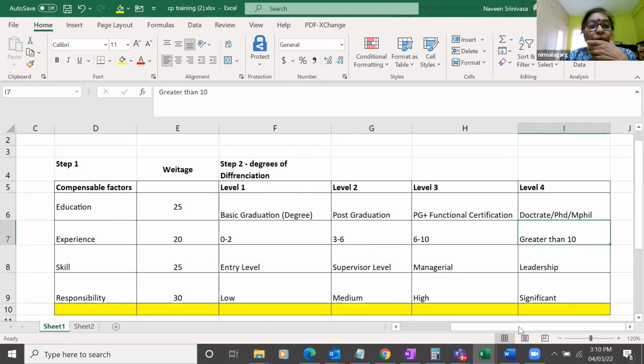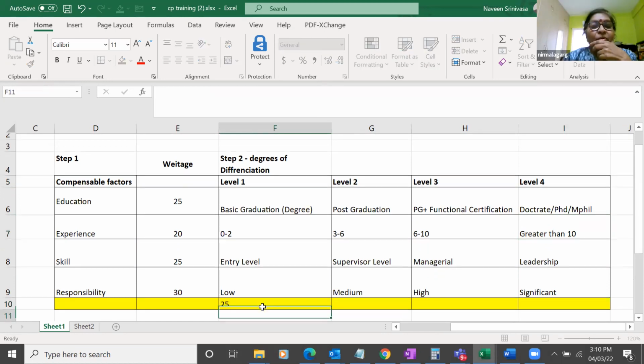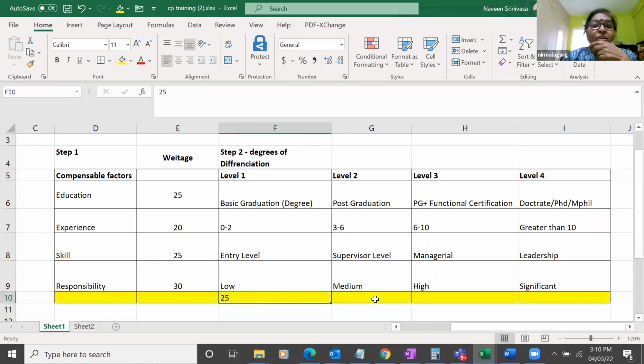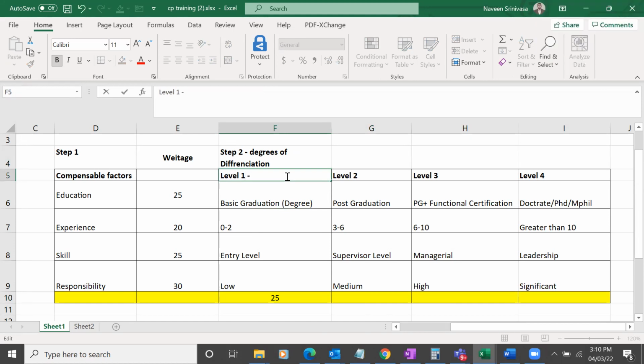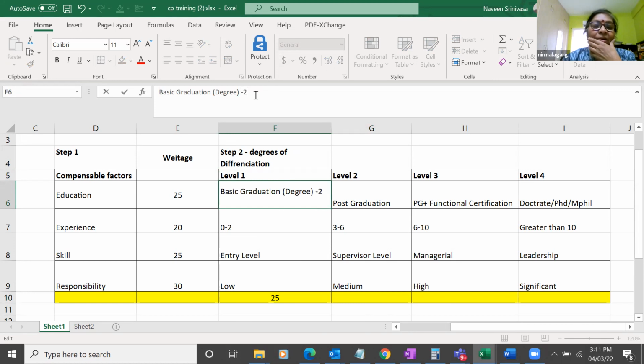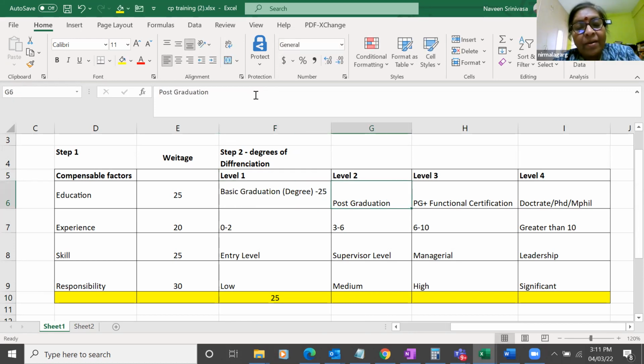Now 25 into 1. So write 25 in that F column. 25 into 1, level 1, basic graduation. There you have to put your 25. Not there, here, basic graduation, where you have written degree of differentiation, education level 1. Keep that basic graduation, but you can bring the 25 down below the basic graduation.